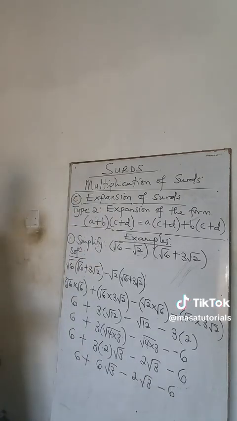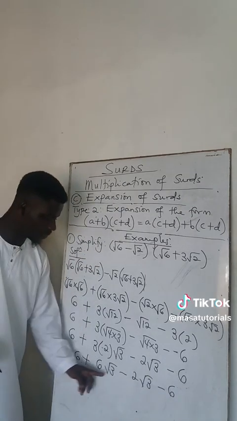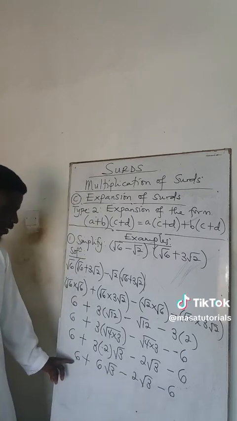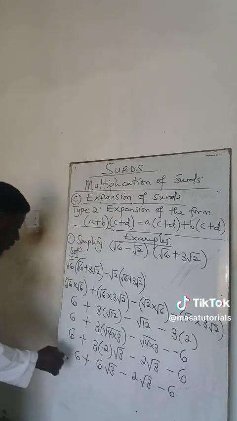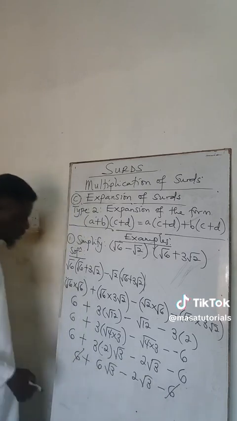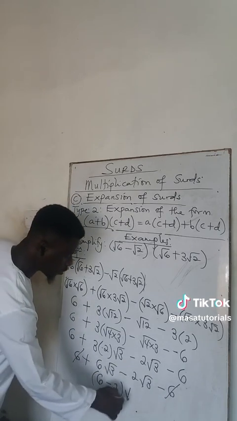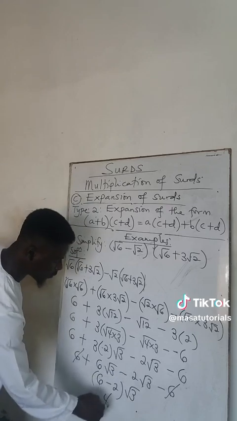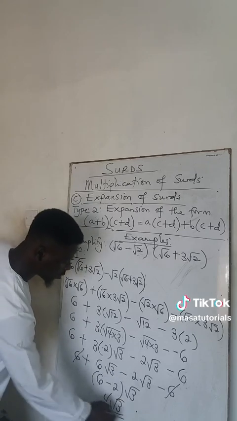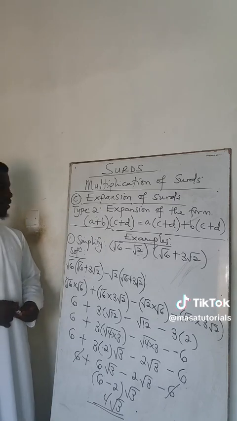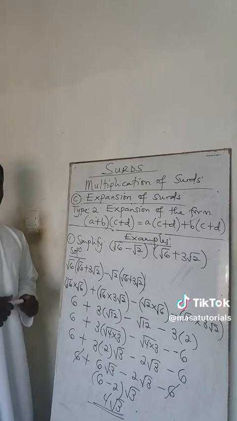So this is what we have. They are like terms. And this one too are like terms. This one is positive 6. This one is negative 6. So they cancel out. We get 0. Now here will be 6 minus 2, then square root of 3. 6 minus 2 is 4, square root of 3. This is what we have. 4 square root of 3. Let's see the next example.